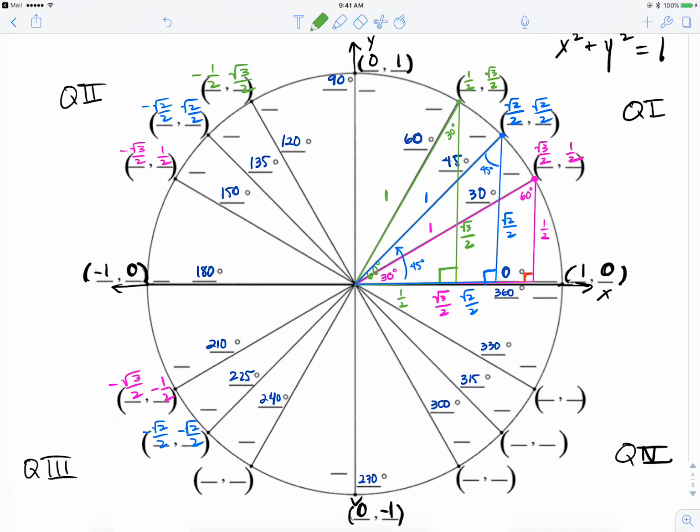Okay, and then Natasha, what do you think the point will be at 240? Negative 1 half and negative root 3 over 2. Perfect.